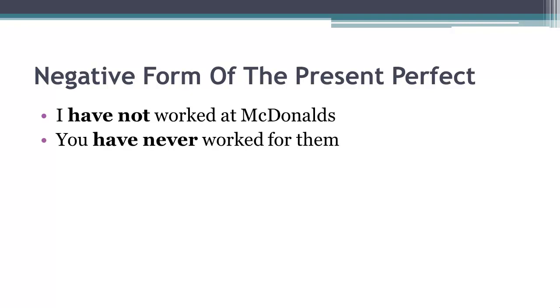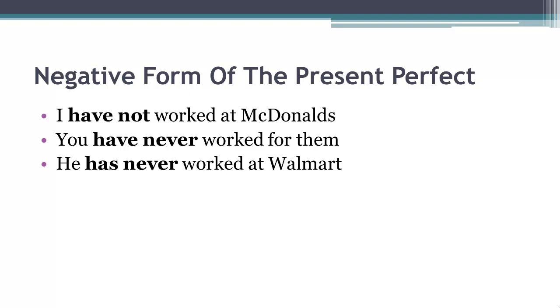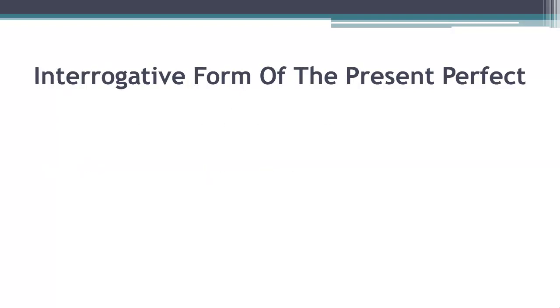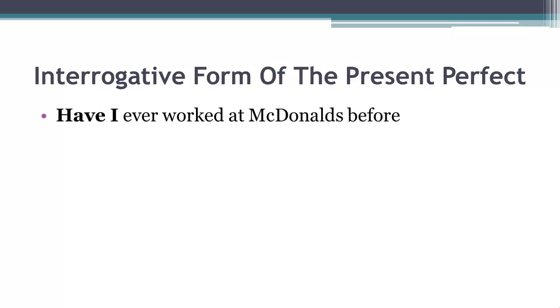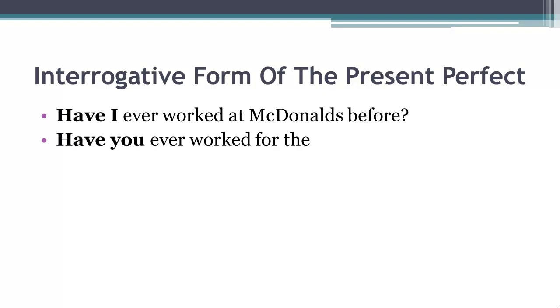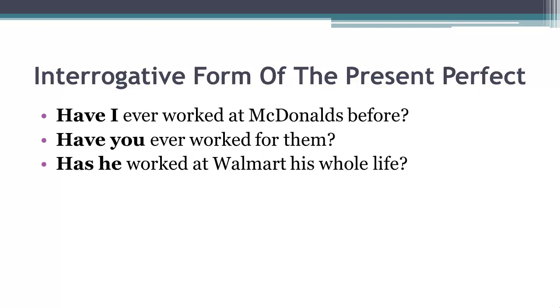You have never worked for them. He has never worked at Walmart. And now let's look at these same sample sentences in the interrogative form of the present perfect. Have I ever worked at McDonald's before? Have you ever worked for them? Has he worked at Walmart his whole life?